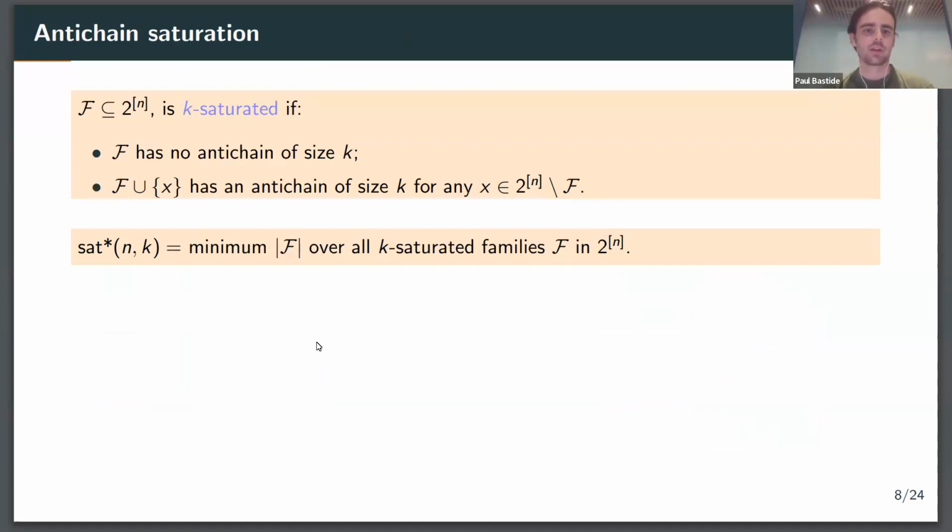It's an extremal combinatorics problem. You're still in the Boolean lattice, and you look at a family in the Boolean lattice, and you say that it's k-saturated if it does not contain any antichain of size k, but for any element of the Boolean lattice that you add to your family, then it contains an antichain of size k. Okay, so it's saturated in the sense that, well, it still does not contain one, but for anything that you add, it starts containing one. And you are interested in this extremal problem of what's the size of a smallest family that is k-saturated in 2^[n], and you denote it by this function sat(n,k).